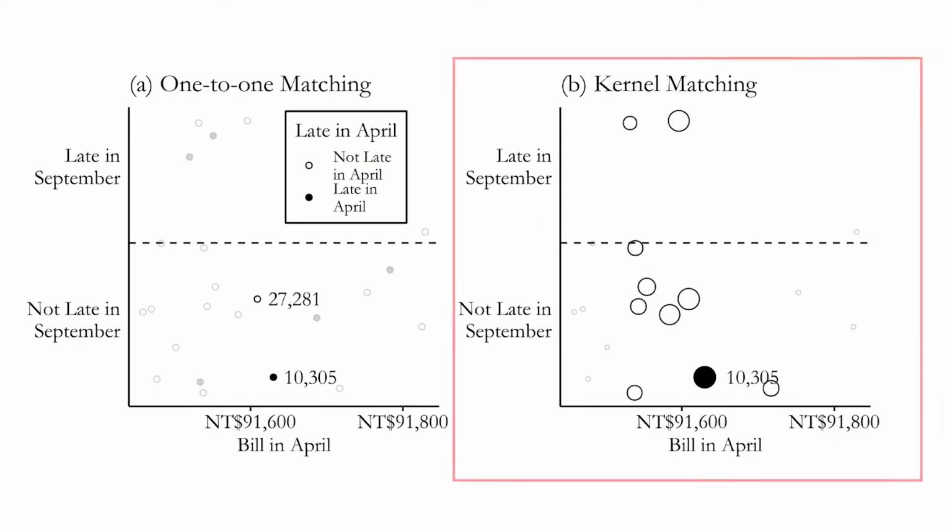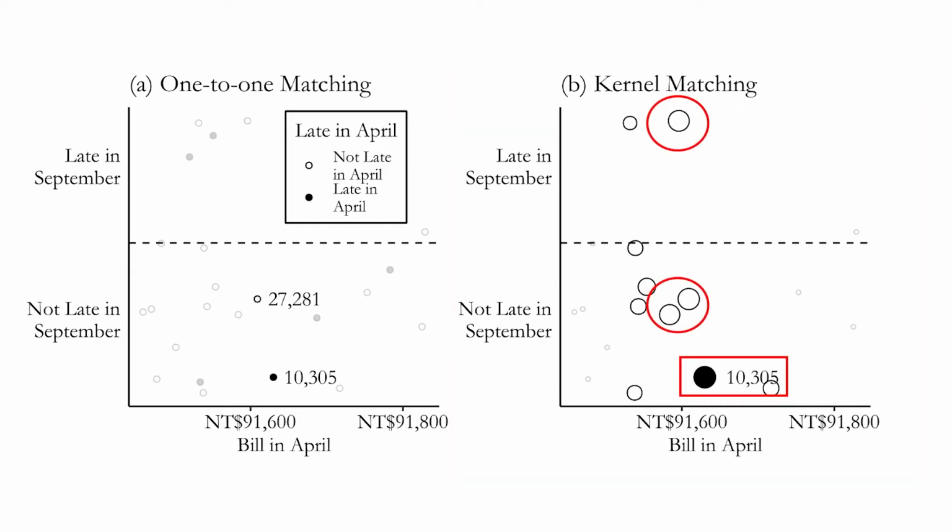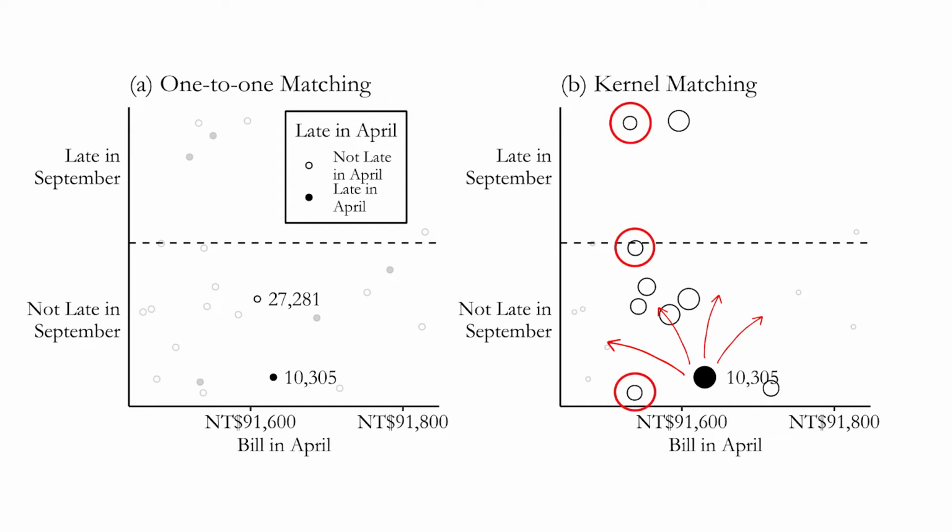On the other side, we have the option of using weights. Perhaps instead of just picking some to be in and some to be out, I will count the ones that are closest more. So notice here, the biggest circles are the ones that are closest to my 10,305 observation, right? The control observations with the bills in April that are most similar to that treated observation, those get the biggest weights, the biggest circles. As you move away from that closeness, as you get slightly farther and farther out, they count less and less. The circles get smaller and smaller. I'm simply counting them less. I'm giving them lower weights in the comparison group.